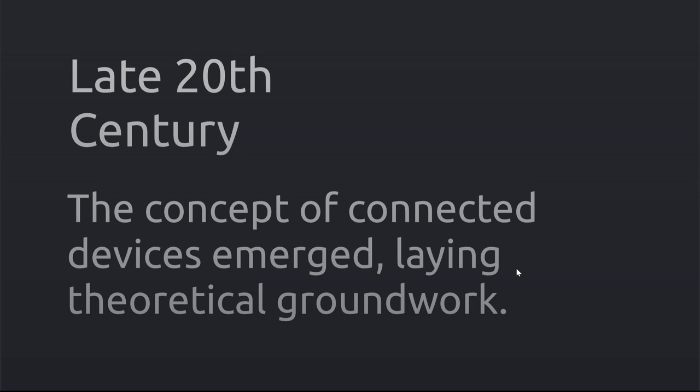1999, the term Internet of Things introduced. The term Internet of Things was first coined by Kevin Ashton in 1999 while working on supply chain innovations at MIT's Auto-ID Center. Ashton described a system where objects could communicate through sensors and networks without direct human involvement.